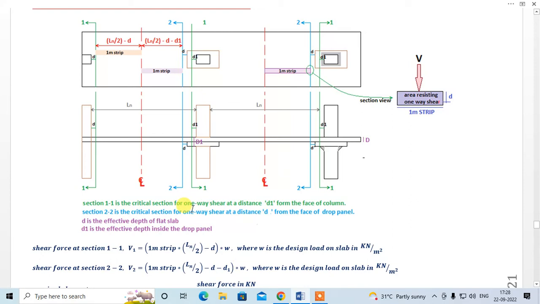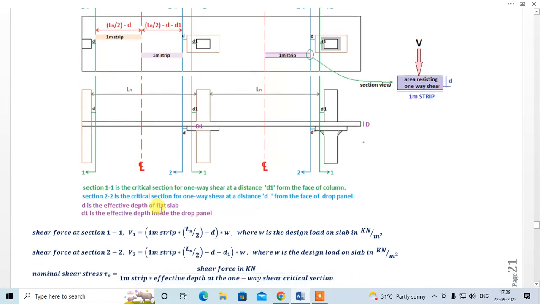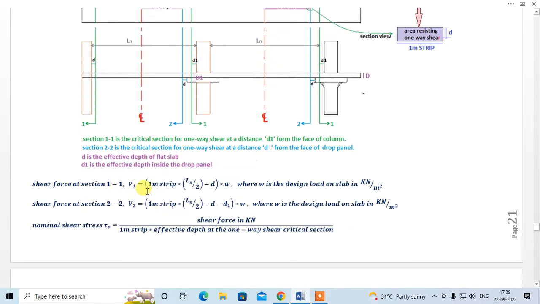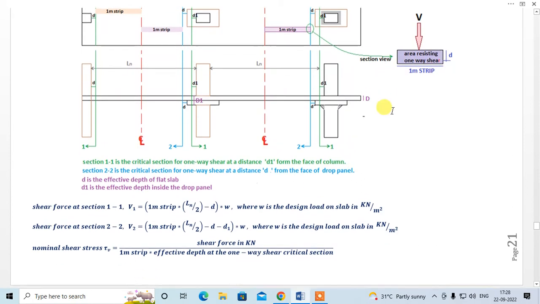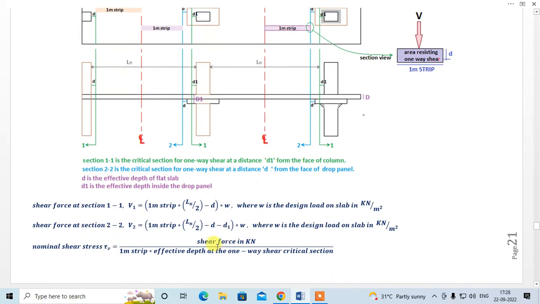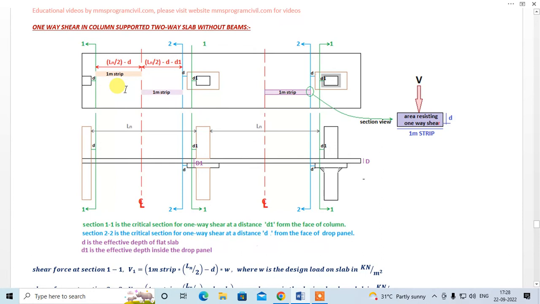Simple. Okay, so once you have found your shear force, you can find the nominal shear stress, that is V divided by this area, right? So that is what is written over here. So when you are taking 1 meter strip for a check for one-way shear, then you will have to take 1 meter strip in column strip region, and also 1 meter strip in half meter strip region.